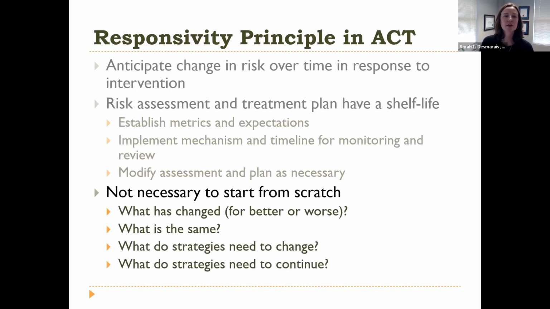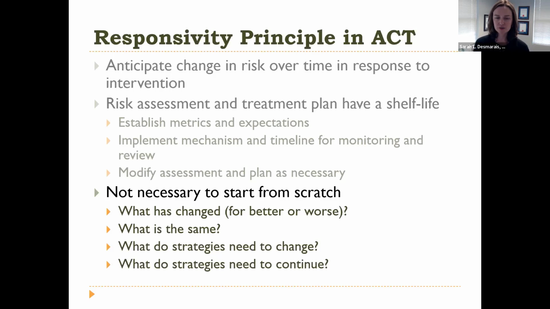All right, so this all sounds like a lot of work, but I don't think it's about coming back and starting over from scratch. That is not how I approach risk assessment. So instead of pretending like you've never done a risk assessment on a person, this re-administration or review might look like simply literally asking yourselves these questions.